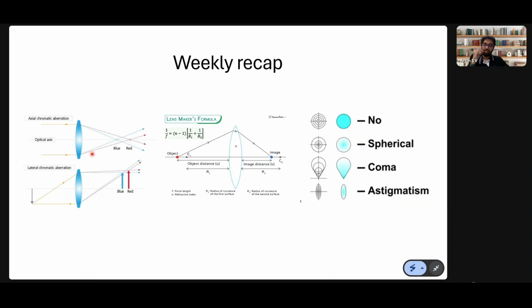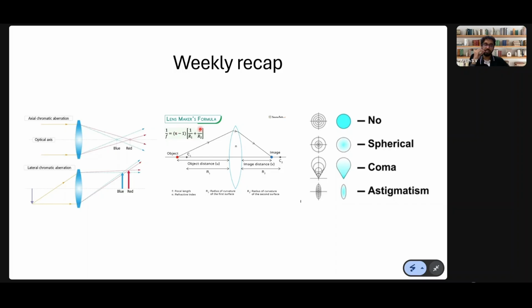Following that, we also saw more about the lens maker's formula, where we looked in detail at the wavelength-dependent refractive index, and we further developed it. What we see here is a basic representation of the lens maker's formula.